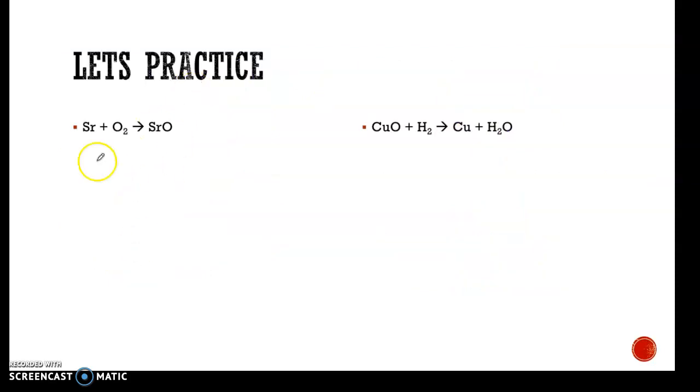So this is a synthesis reaction, and this is a single replacement. Now, synthesis reaction and double replacement is going to look a little different. So this is why I had these two over here.